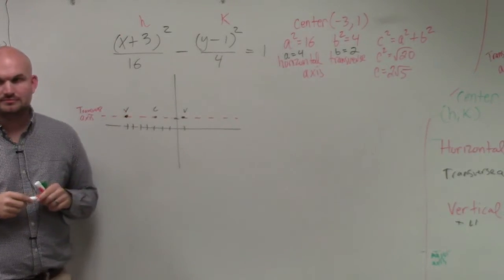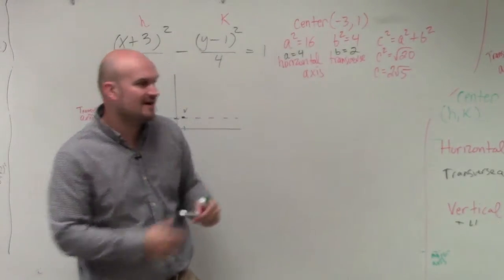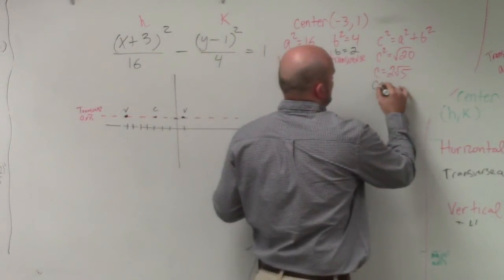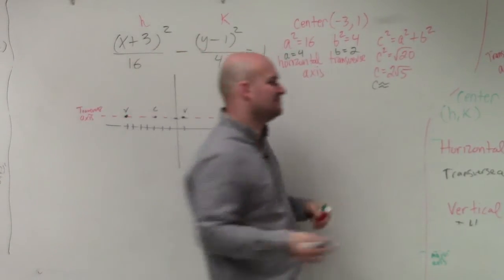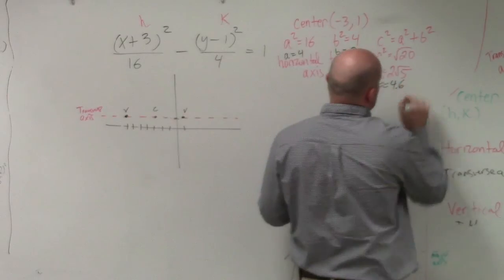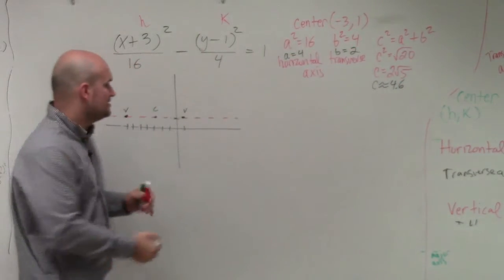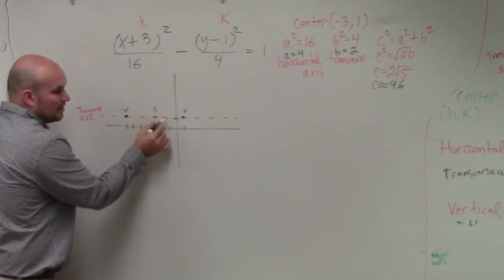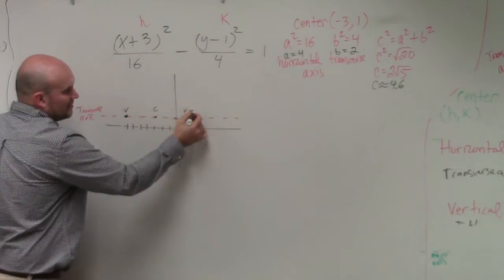Is everybody OK? Now the foci is going to be 2 square root of 5, which is approximately, what's the square root of 20? Approximately, it's going to be like, let's just say 4.6. I don't know what it is, but it's between 4 and 5. Everybody agrees? So I'll just go from the center. I'll go 1, 2, 3, 4, and almost a 5, but not there. Focus.